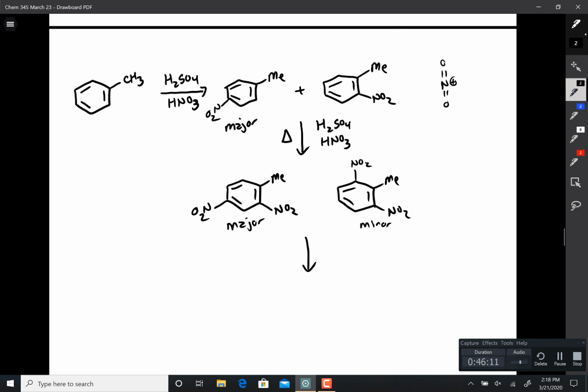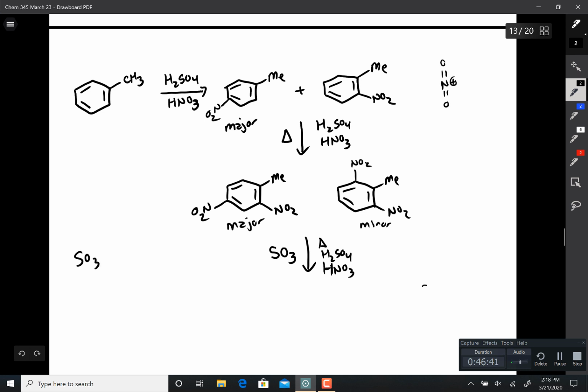Now, if you just add heat, sulfuric acid, and nitric acid to this, nothing happens, because now you have two strong deactivating groups on the benzene ring. Very, very strong deactivating groups. So what you would need to do is add in SO3.